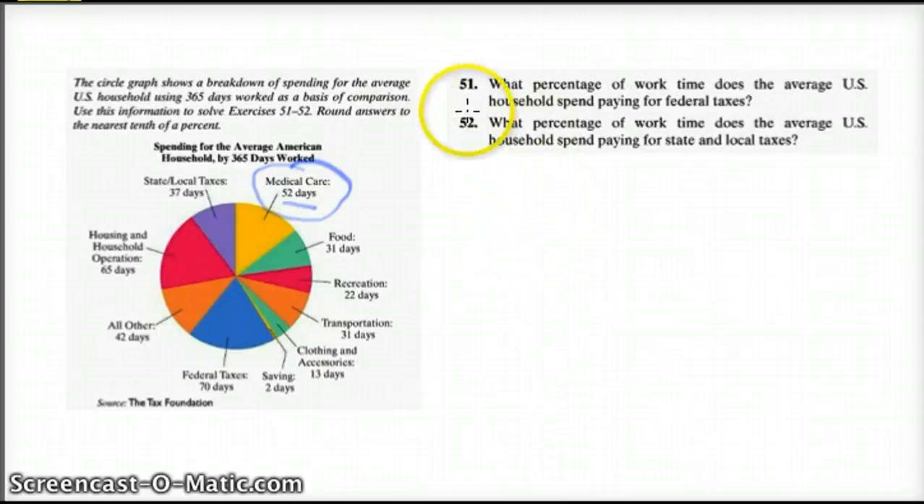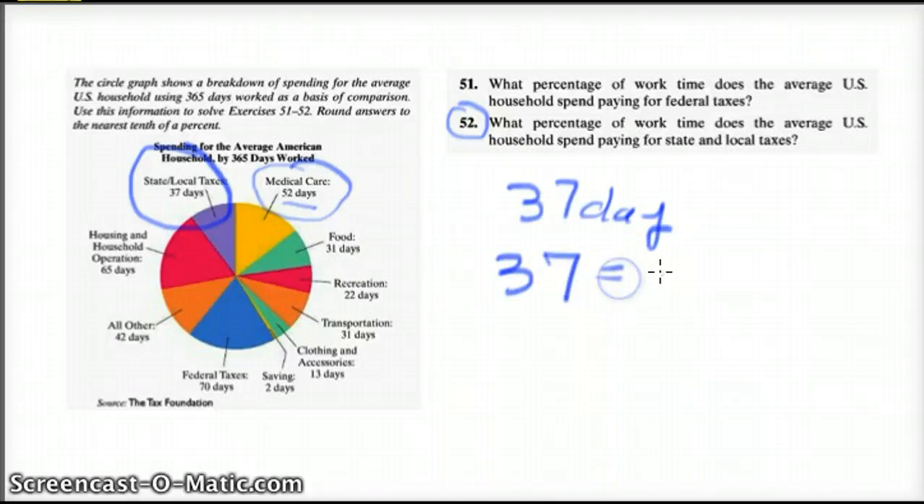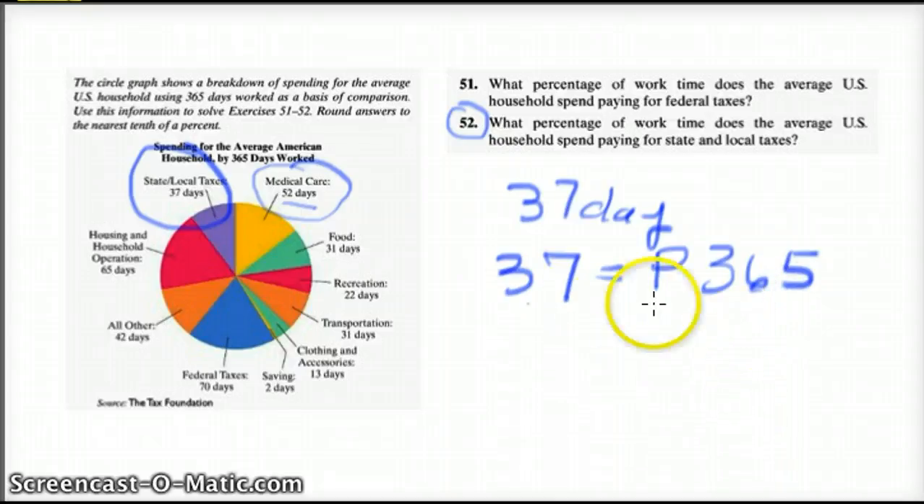Now, question 52 says, what percentage of work time does a U.S. average household spend paying for state and local taxes? Let's see, state and local taxes. I see this right here. So it says 37 days. But what percent of work time? So we're just going to assume that we're working 365 days. So the question is, what percent of my total 365 is 37? See how we did this here?